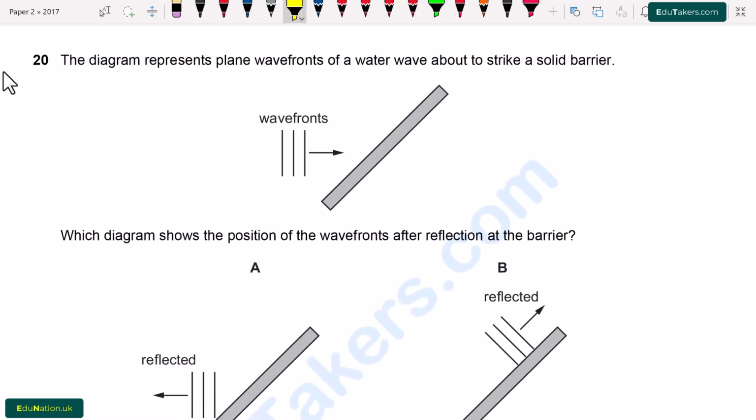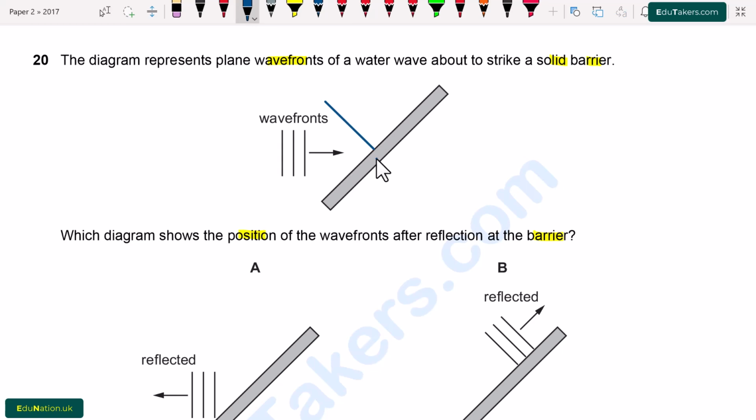Question number 20. The diagram represents the plane wavefronts of the water wave about to strike a solid barrier. Which diagram shows the position of the wavefront after reflection at the barrier? So this wavefront strikes the barrier and then reflects back. We have to show the position of the wavefronts after reflection at the barrier. First of all, I draw the normal on this solid barrier. This is the normal line to this surface.